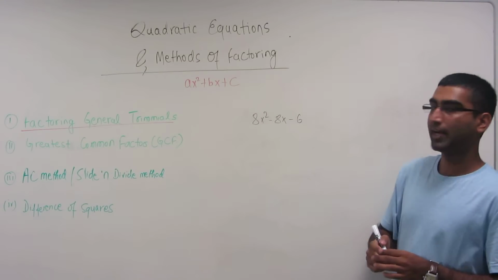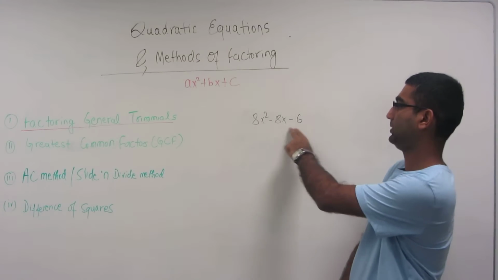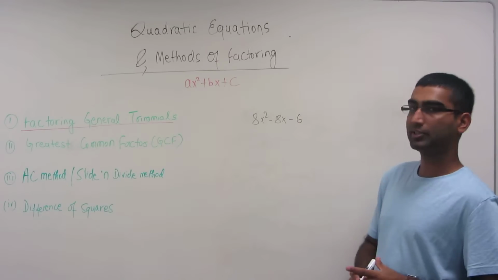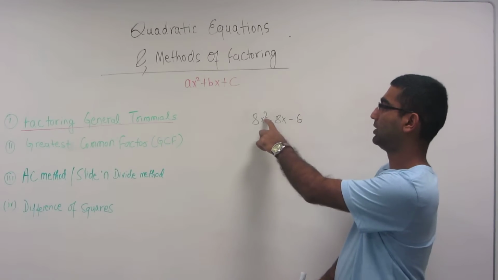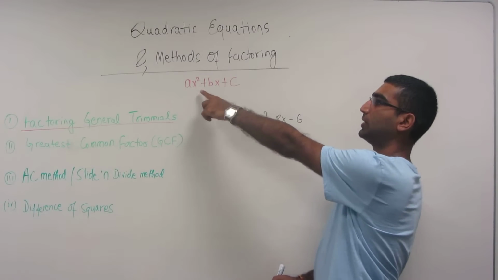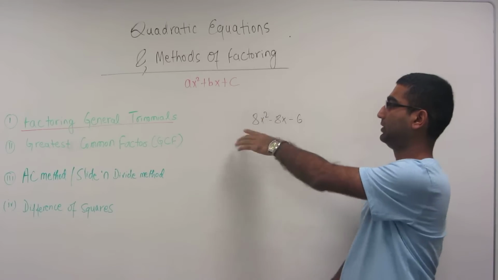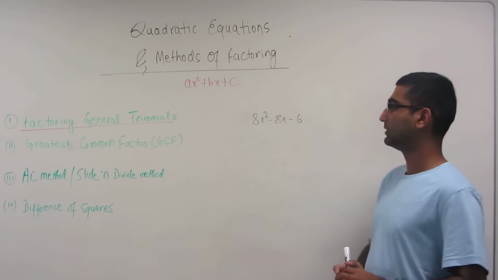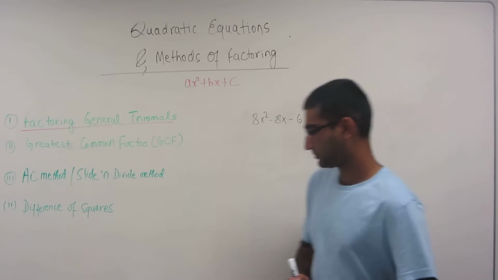Now this again is a trinomial. It has three terms, 1, 2, and 3. And it's a polynomial with the highest degree of 2. And it fits the general form ax squared plus bx plus c. So this is a quadratic equation. Now how do we factor this?